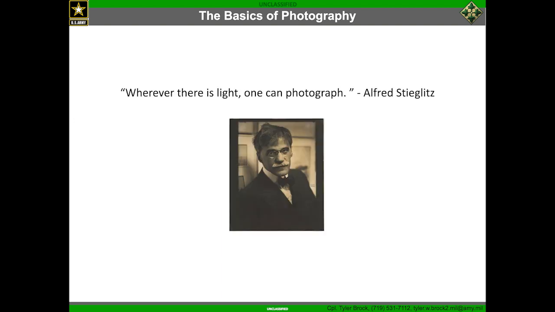Wherever there is light, one can photograph. Alfred Stieglitz. I would encourage you to look up who Alfred Stieglitz was. He was very influential in photography in the early years, and he basically modernized photography. He was a giant in the photographic and art world.